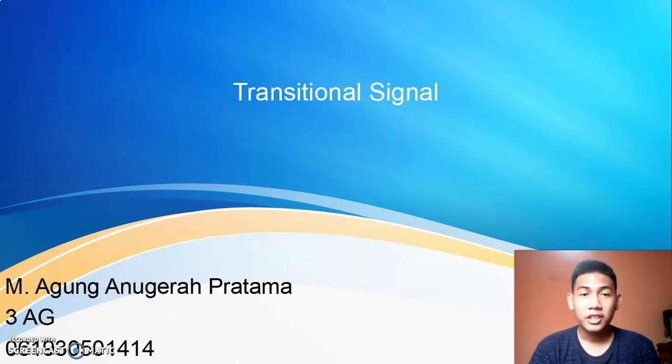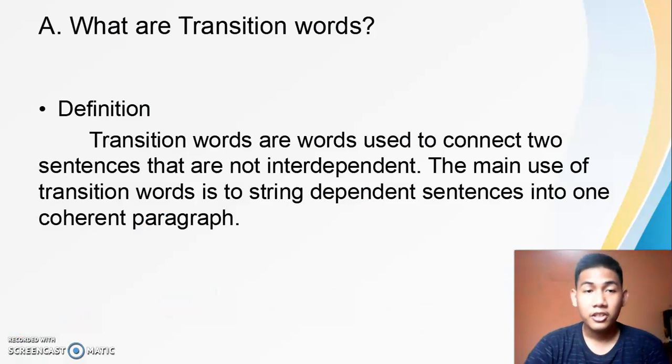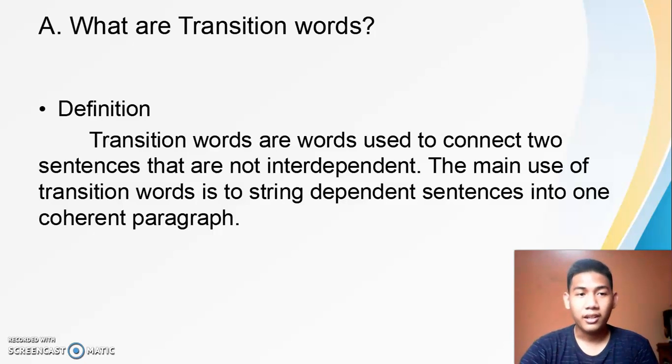And now I will tell you about transition and signal words. Before getting to know much about transition words, it's better if we know the definition of transition words. Transition words are words used to connect two sentences that are interdependent. The main use of transition words is to string dependent sentences into one coherent paragraph.